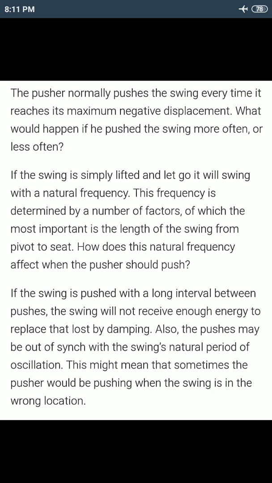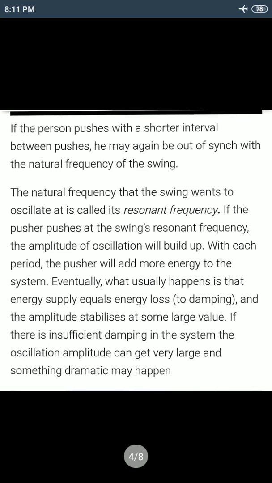Damping means that due to air resistance, the speed will decrease. And if the pushes are out of synchronization with the swing's natural period of oscillation, this means that sometimes the pusher would be pushing when the swing is in the wrong location. Now, if the person pushes with a very short interval between the pushes, then what happens?